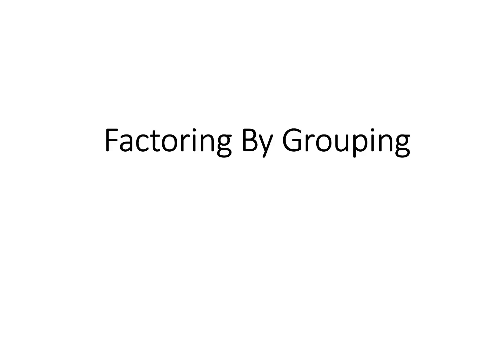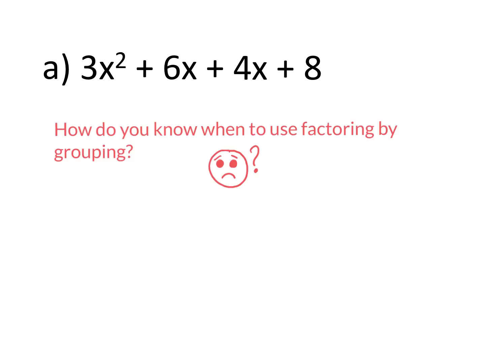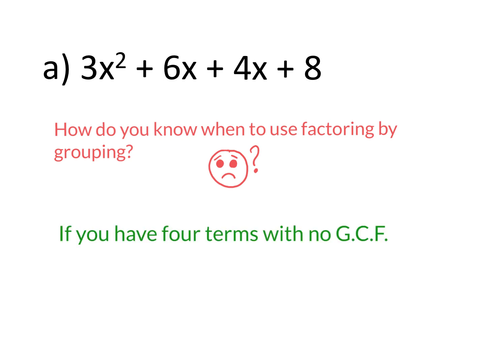Today we're going to learn how to factor by grouping. Here is our first question, and we're going to factor by grouping. Now, how do you know when to use factoring by grouping? Well, if you have 4 terms and none of them have a greatest common factor, that's when you use it.